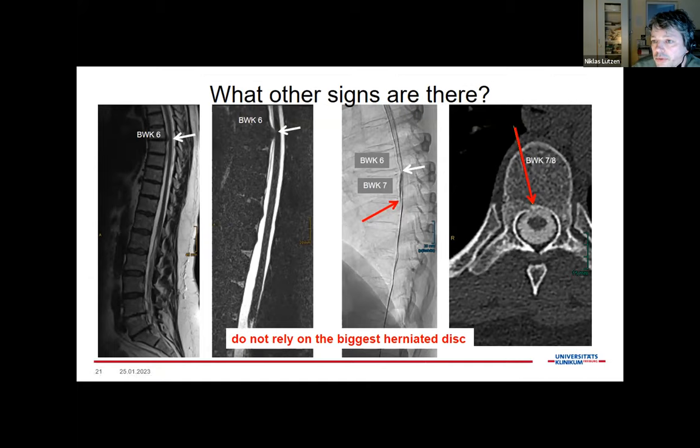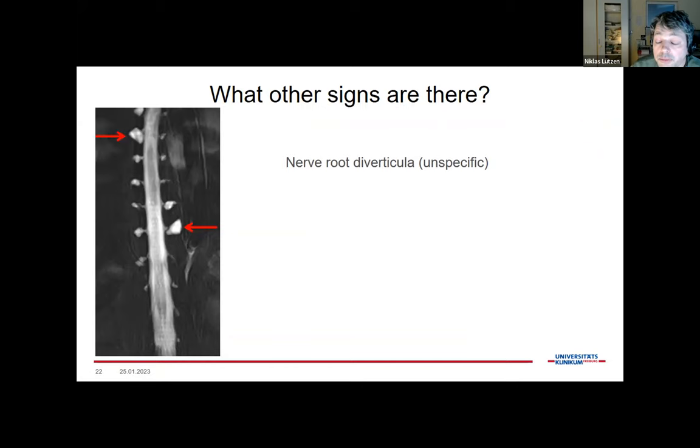What about nerve root diverticula? They are not specific as well. They may be associated with CSF venous fistulas, and they may be an indication for a lateral leak, but in the end, not specific.